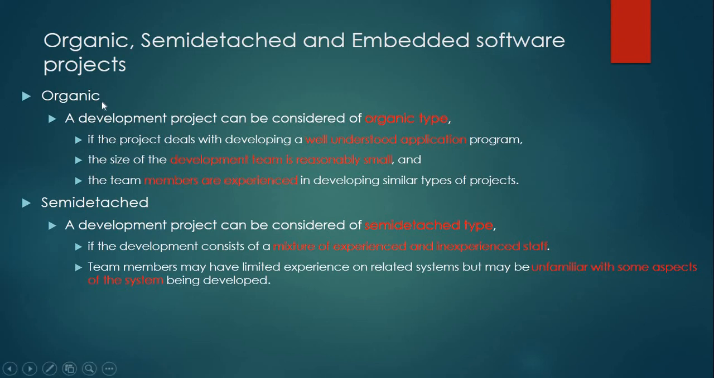First one will be the organic. We can say a project is organic if the project deals with developing a well understood application program, the size of the development team is reasonably small, and the team members are experienced in developing similar types of software. If we have this ability, then our project will be of type organic.